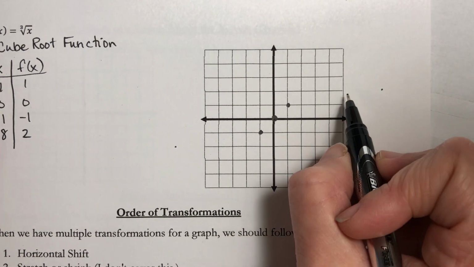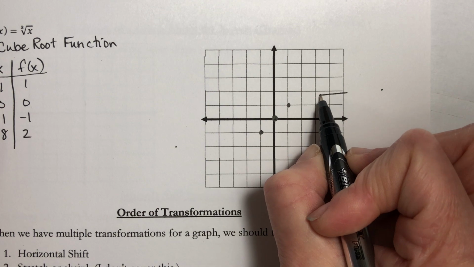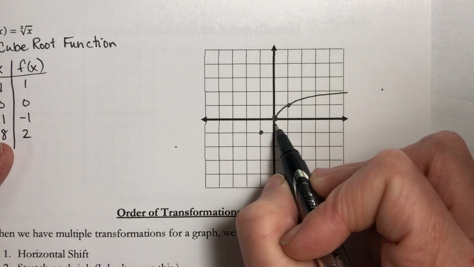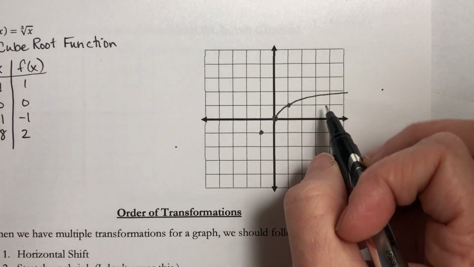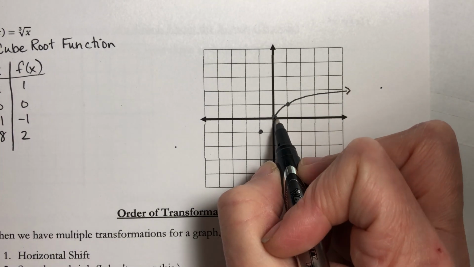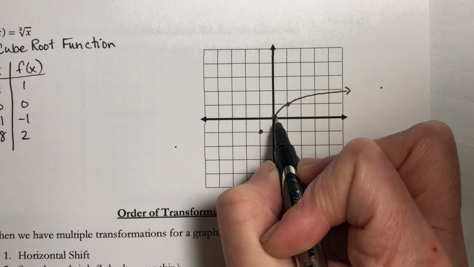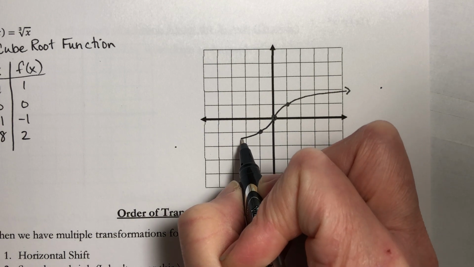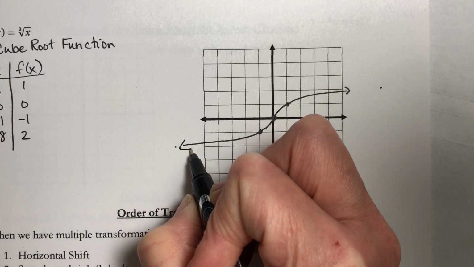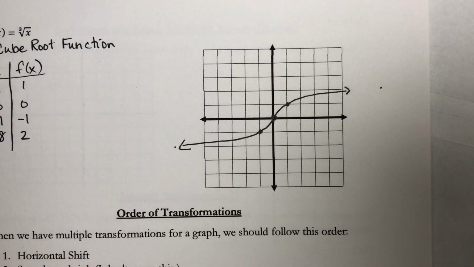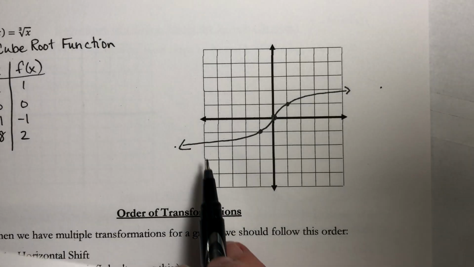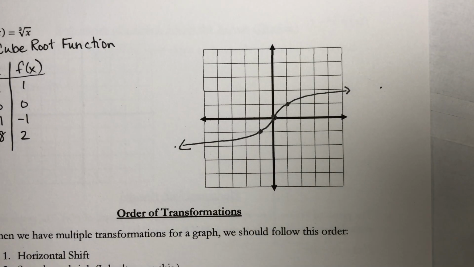Notice this side seems very similar to the square root function. It's a little bit flatter because it's a cube root, not a square root. But since we are allowed to take cube roots of negative numbers, unlike with square roots, this side also exists. It looks a lot like our cube function turned on its side. In the next part, we'll start moving these things around.